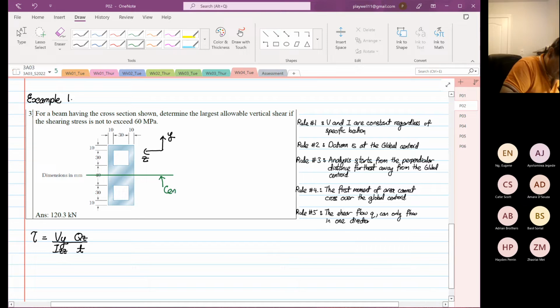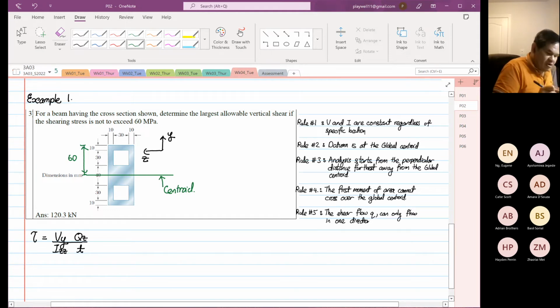And why is that? Because the top and the bottom cross-sectional areas are the same, and we know exactly where. From here, through observation, you know this distance. So this distance is 10 plus 30 plus 20, so this is 60. It's exactly where the centroid is.